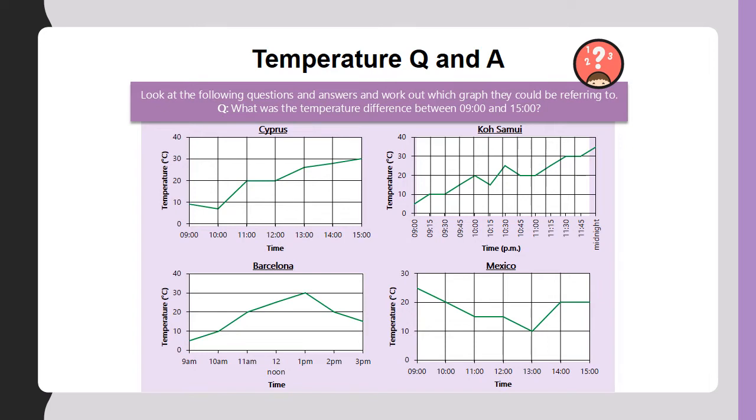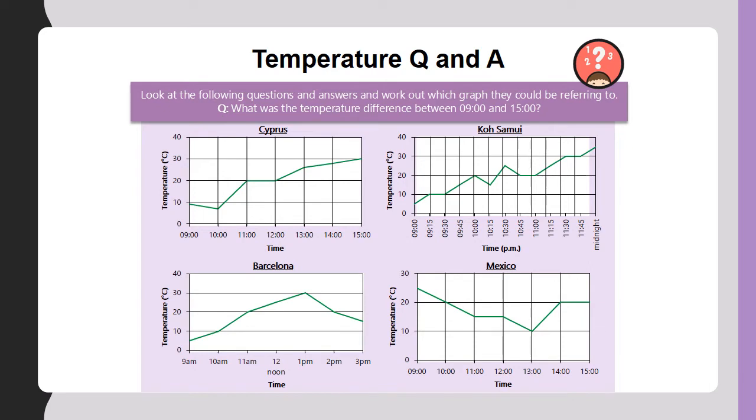We can see that Barcelona, the time has been recorded hourly and it goes in 12-hour format. Okay, so we're using AM and PM. Whereas for Koh Samui, we go from 9 o'clock all the way up to midnight, and that time only records the time in PM, so we're only talking about the evening on that line graph.